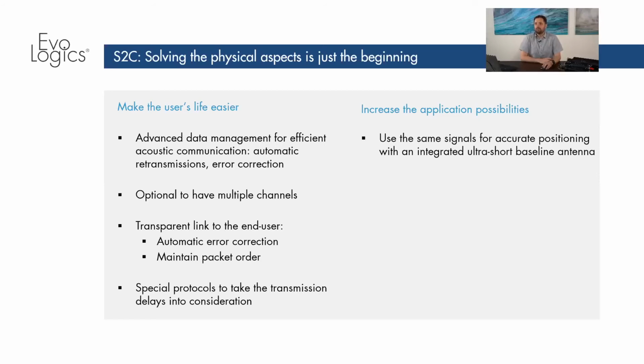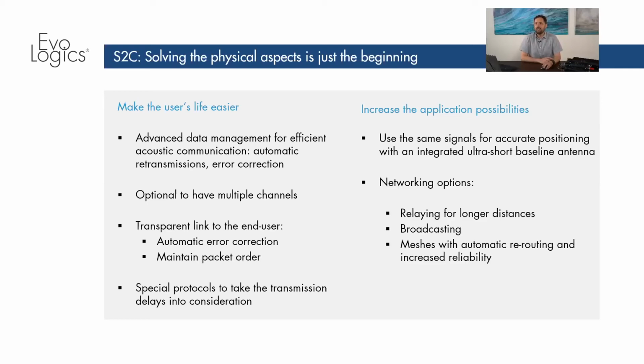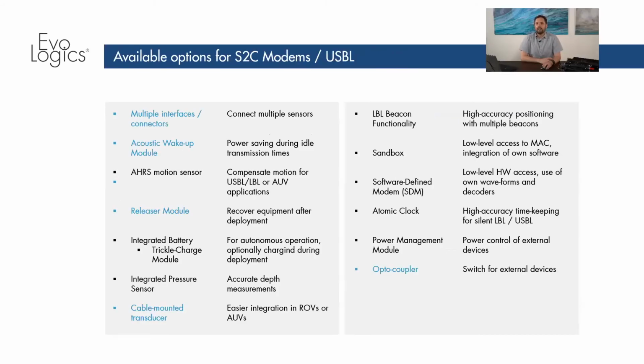So by using the same signals for positioning, we also increase the possibilities. As I mentioned, you can navigate with AUVs to the positioning. And we also have developed some networking options for our modems, so relaying for longer distances, or broadcasting, or even some mesh configuration networks are possible using acoustic modems. There are multiple options available for our devices in particular that can be interesting depending on your application.